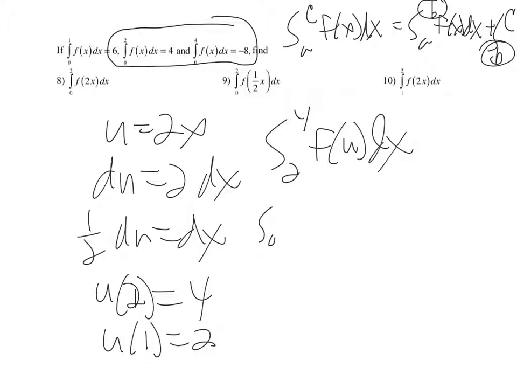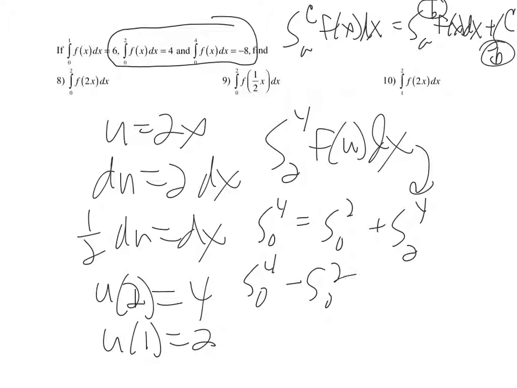So the integral from 0 to 4 equals the integral from 0 to 2 plus the integral from 2 to 4. And I'm being a little liberal with my notation. This is the one I want. So I'm going to do the integral from 0 to 4 minus the integral from 0 to 2. So negative 8 minus 4 equals negative 12. And then don't I have a 1/2 kicking around here? Yes, I forgot my 1/2.